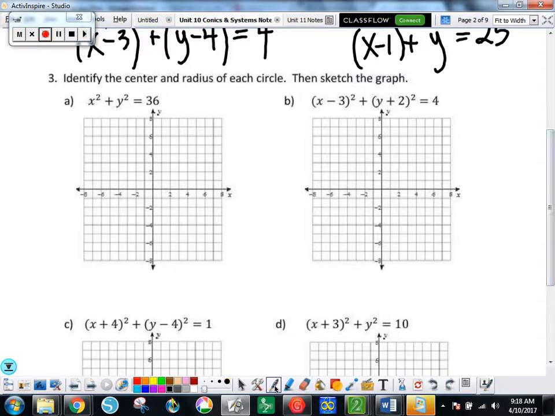When we start graphing it, look at the equation and start by plotting the center. In this equation, where's the center? 0, 0. So I'm just going to put a dot at 0, 0. And the radius for this equation is 6. So from the center, I can go 6 out: 2, 4, 6. I can go 6 up, 6 to the left, 6 down.